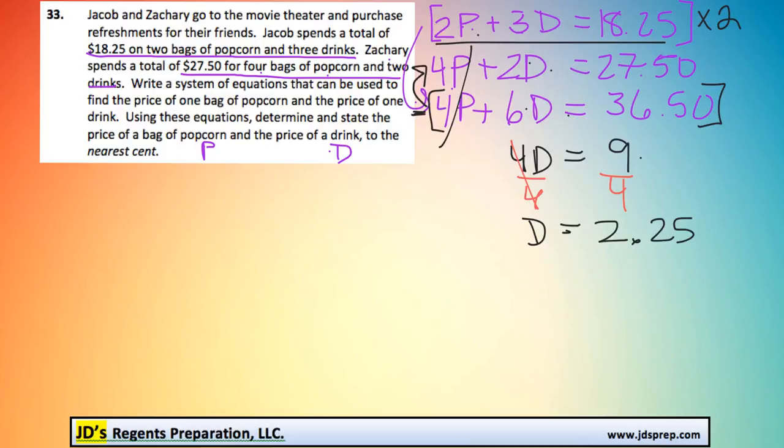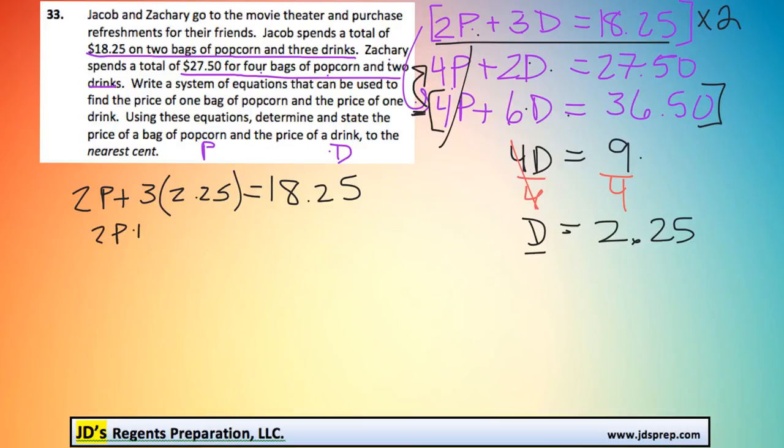Now, to find the price of a bag of popcorn, I'm going to take the original equation we had and replace D with $2.25. So we'll have 2P plus 3 times $2.25, and we know that equals $18.25. Next we can multiply the 3 times $2.25. That is $6.75.